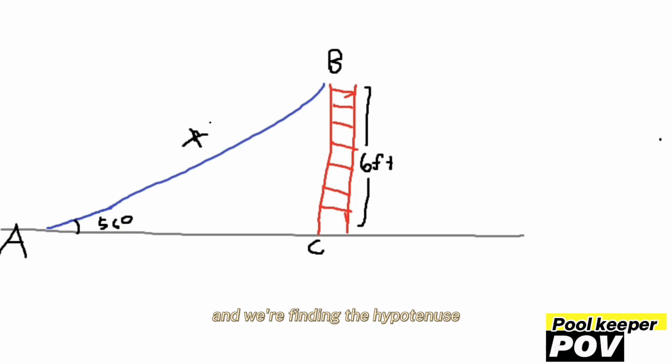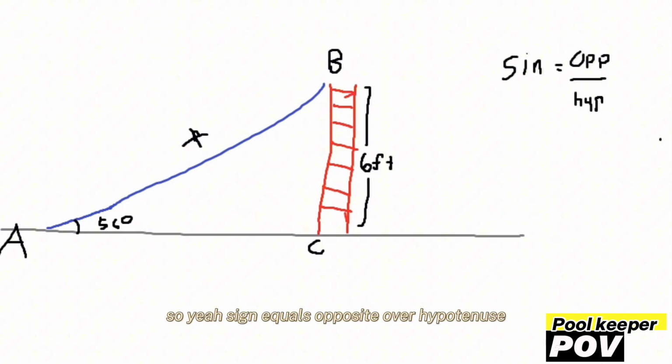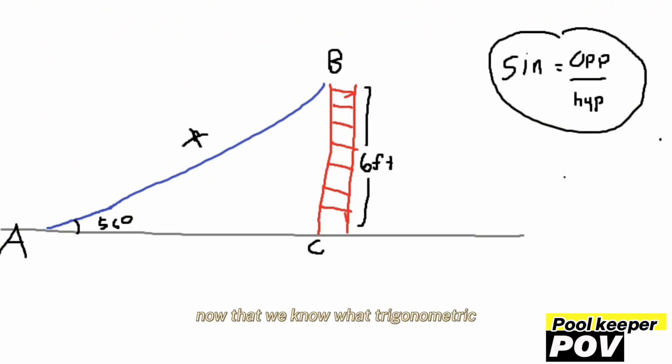Okay, so since 56 degrees is our reference angle, and the given is 6 feet, and we're finding the hypotenuse, the trigonometric ratio we're going to be using is sine, which is opposite over hypotenuse. So yeah, sine equals opposite over hypotenuse.